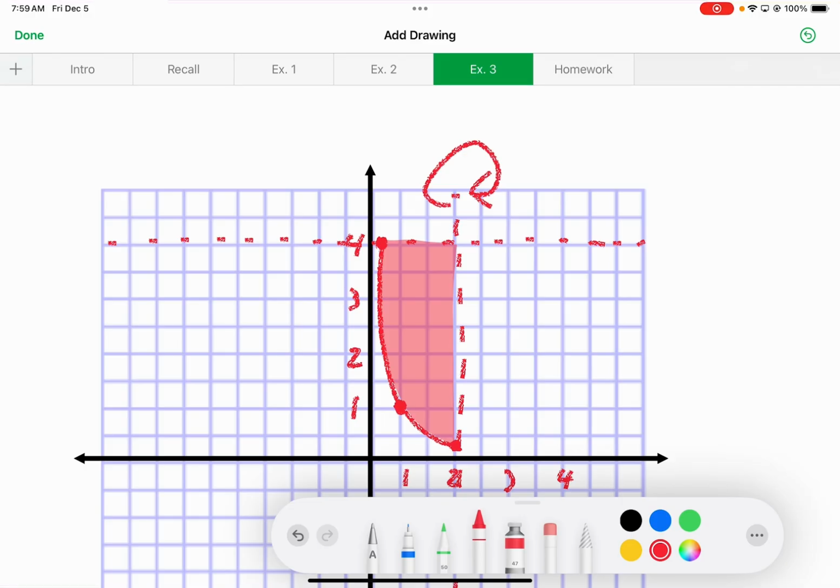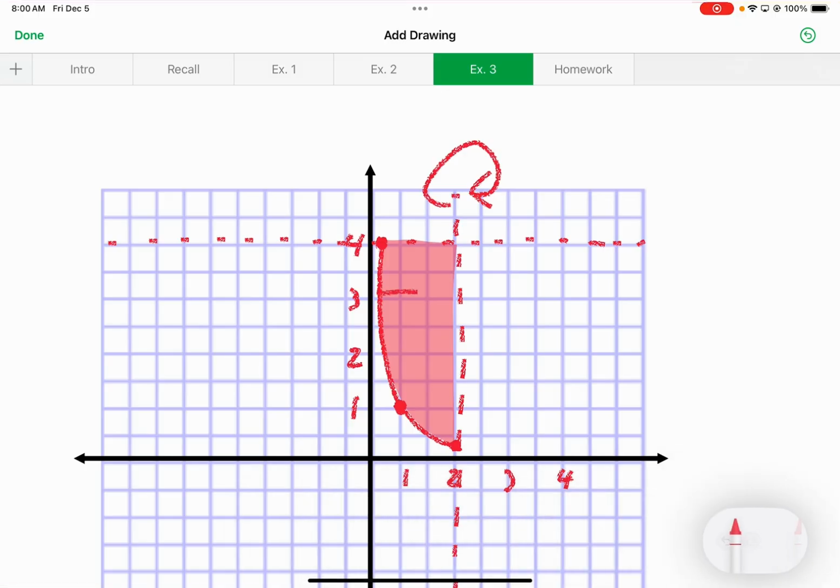So let's talk about methods. What are we thinking? I think it's time to do some disk method. We can also do this using shell method. We'll talk about that as well, but we got to do disk method. When I'm doing disk method, I'm revolving it around a vertical line. How do I draw my rectangles? Right to left, right? Okay, so something like this.